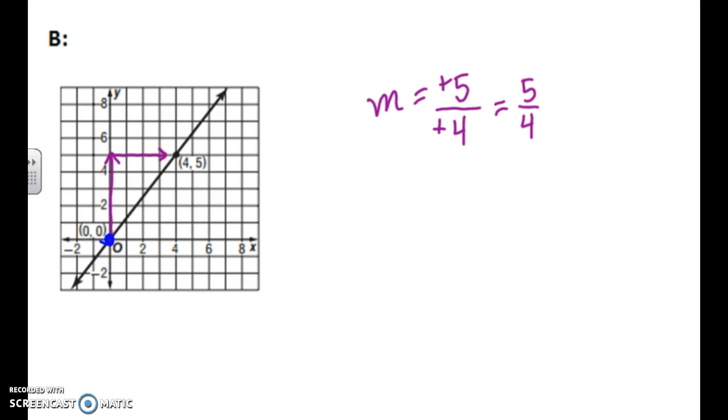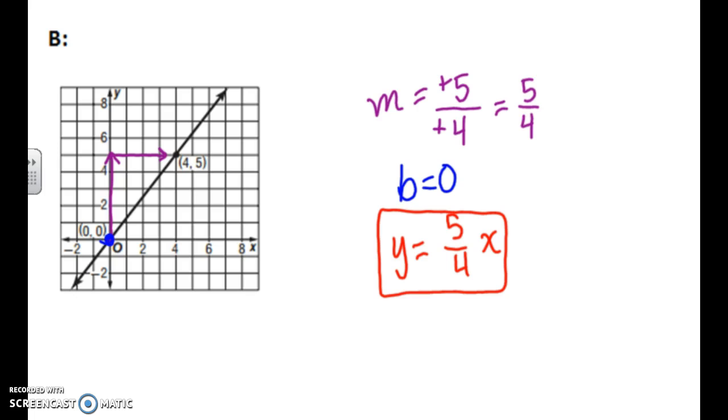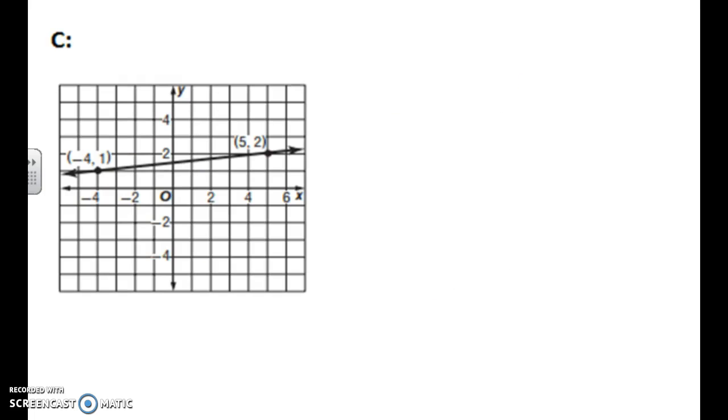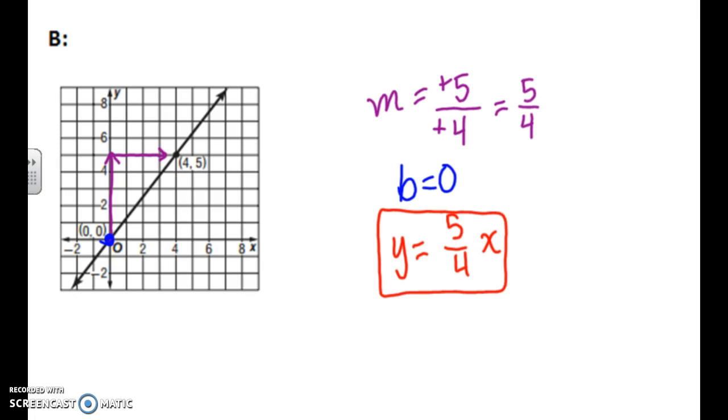Our y-intercept also happens to be at the origin. So we're going to have a b value of 0. When we put that together, we're going to get y equals 5/4 x. And then because it's going to be plus 0, we don't really need to write that part. So that's our final answer. By the way, side note, if you do put plus 0, it's not wrong. You just don't really need it.